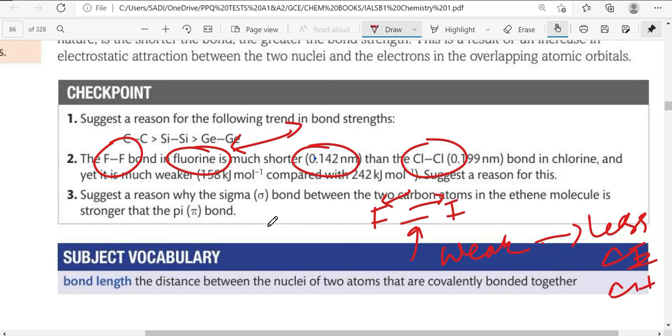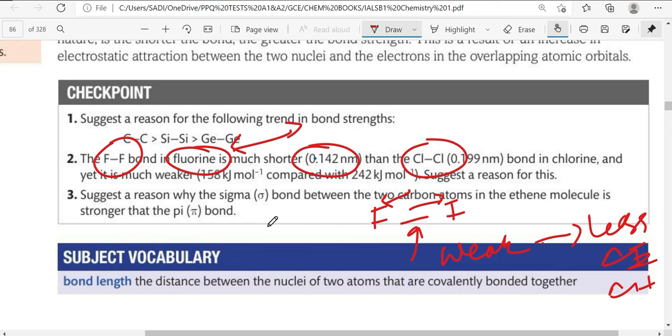The more the distance, the less is the amount of energy. The less the distance, the more is the amount of energy. The larger the radius, the less is the amount of energy. The shorter the radius, the more is the amount of energy needed. Right?